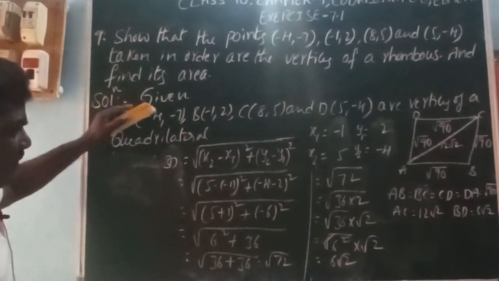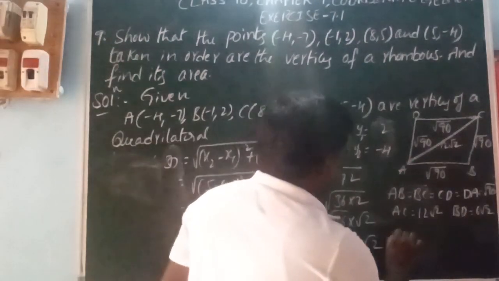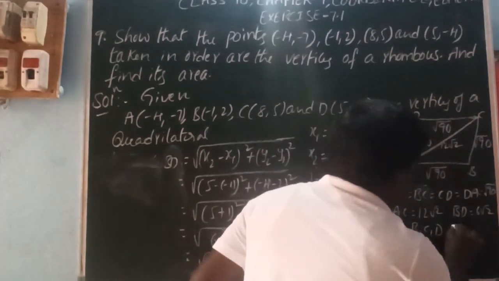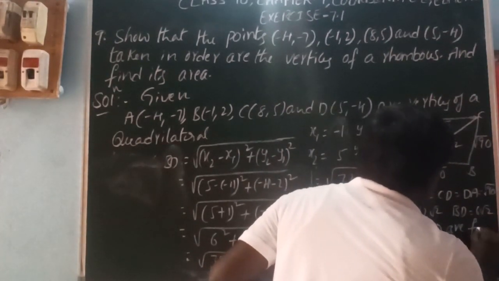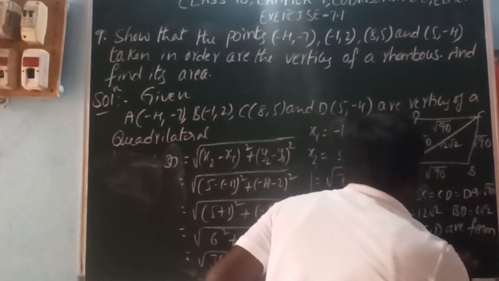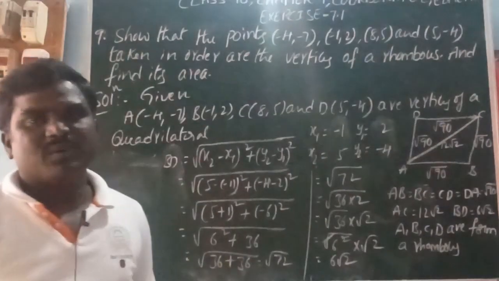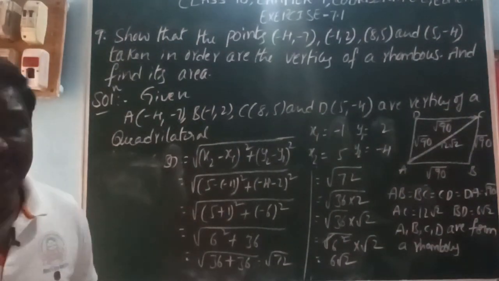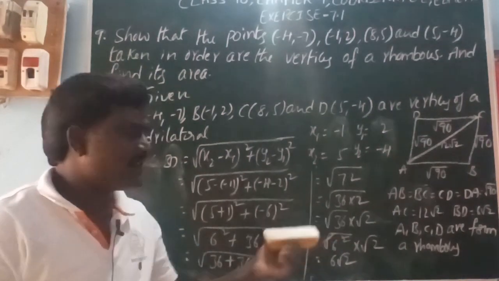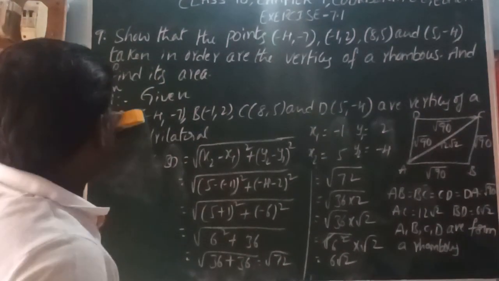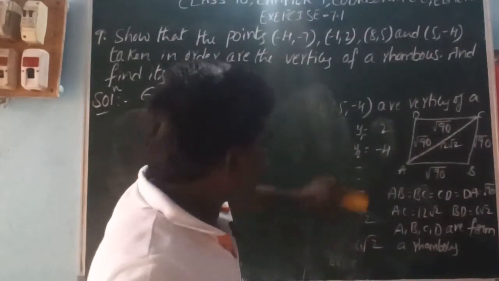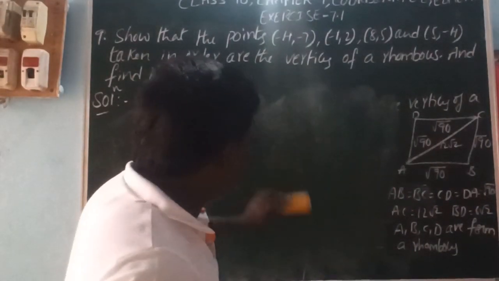Therefore A, B, C, D form a rhombus. What are the properties of a rhombus? Adjacent sides are equal, the diagonals are not equal. So therefore A, B, C, D are the vertices of a rhombus. Next, what they are asking is the area of the rhombus. What is the area of a rhombus?